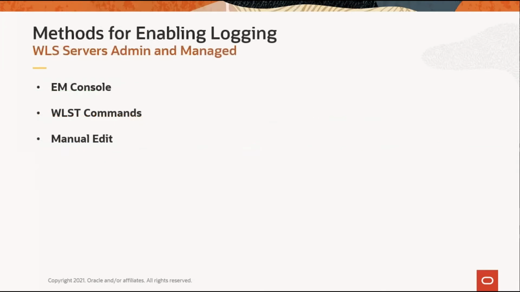There are three methods for enabling trace for the OAM server. There is the GUI interface used for the EM console, the command line tool that uses the WLST commands, and manual edits to the logging.xml file.